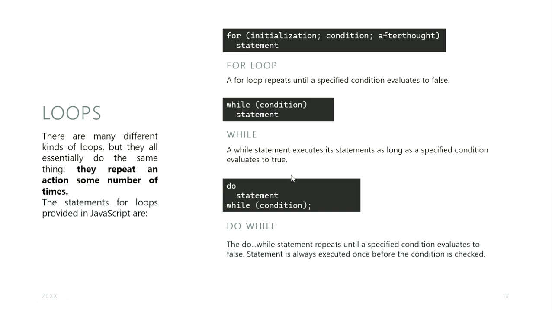The do while loop has one exception, that it always executes once before the condition is checked. So even if the condition is already false, the statement will still execute once because of the do statement. But in a while statement, we do not execute until and unless the condition is true, not even once. That is where the difference comes between these two.